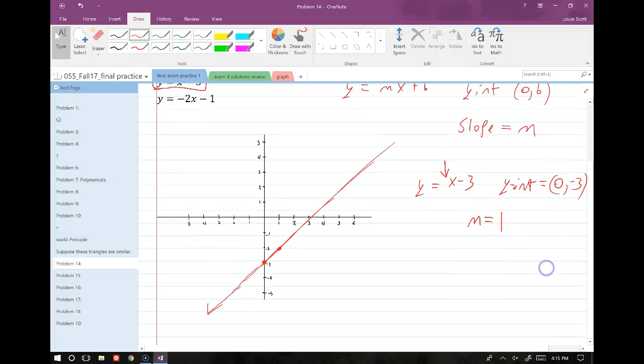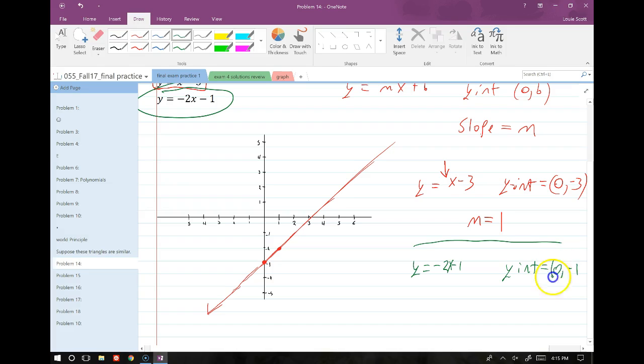All right, now for the second equation, y equals negative 2x minus 1. I'm going to once again just write what I have here. So y equals negative 2x minus 1. My y-intercept is (0, negative 1). So that's where I plot my first point, at (0, negative 1) right here.